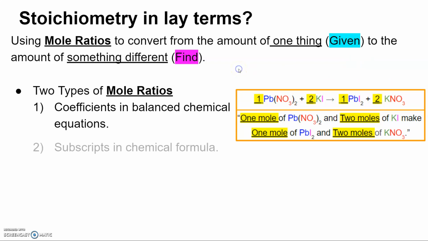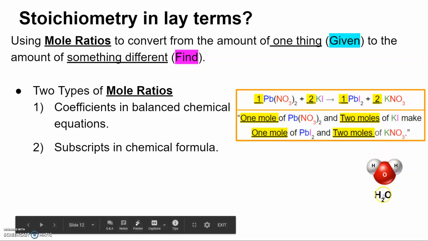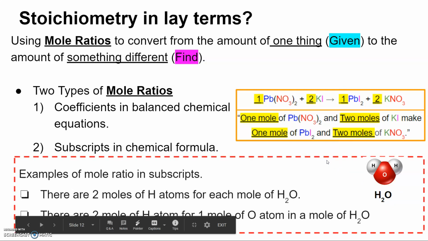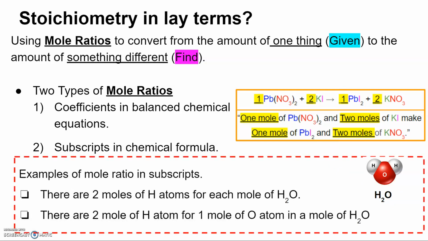The other type of mole ratio are subscripts in a chemical formula. So if you take a molecule like water, H2O, that little 2 there and that invisible 1 tells you the ratio of hydrogen and oxygen atoms. And those subscripts, the little numbers are called subscripts, can be used as our mole ratios. And there are two ways that we can use them.